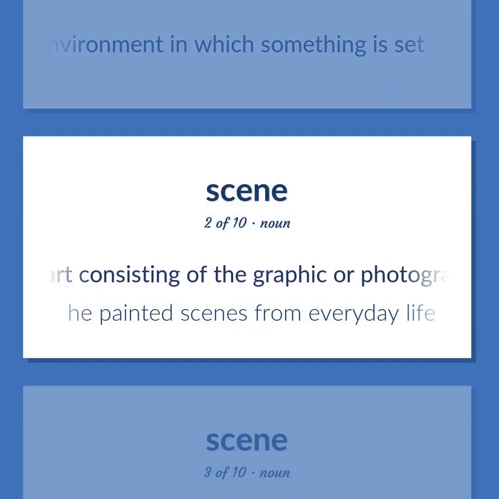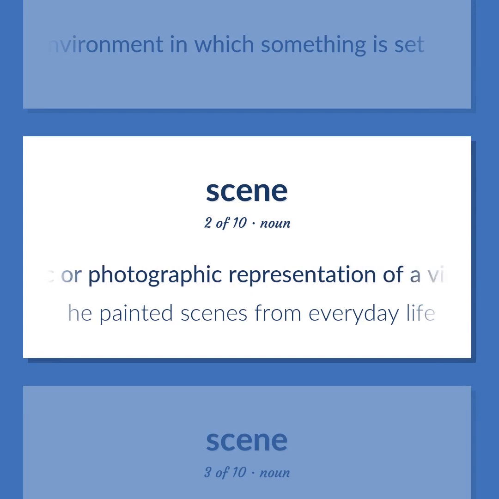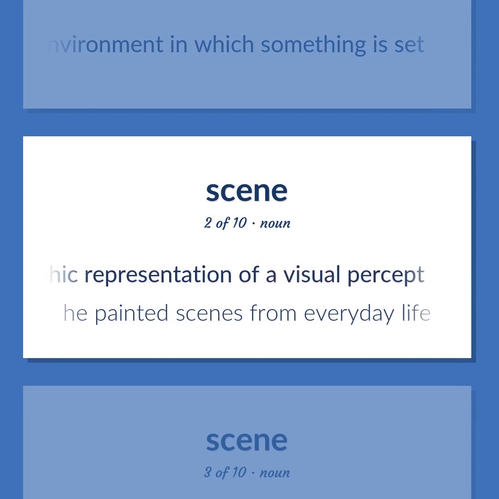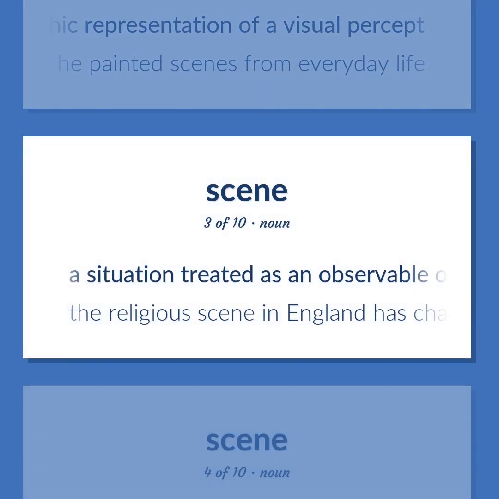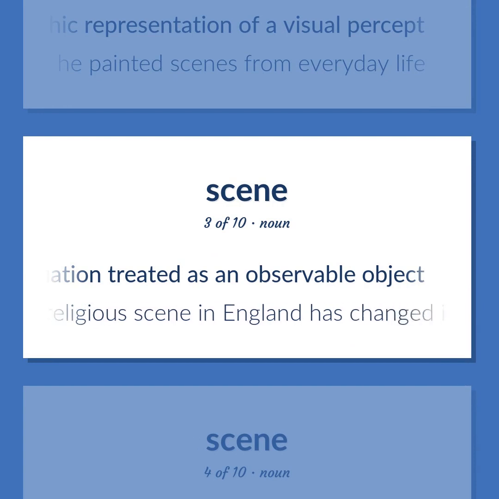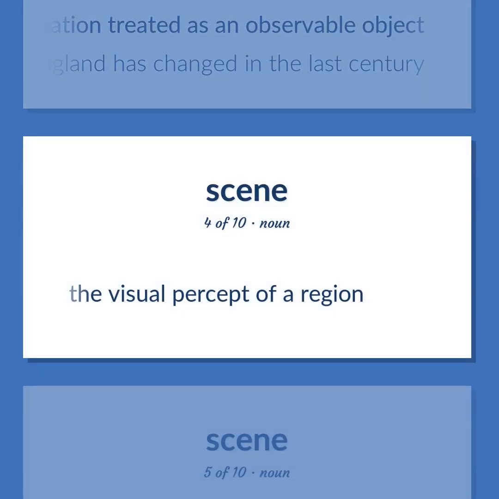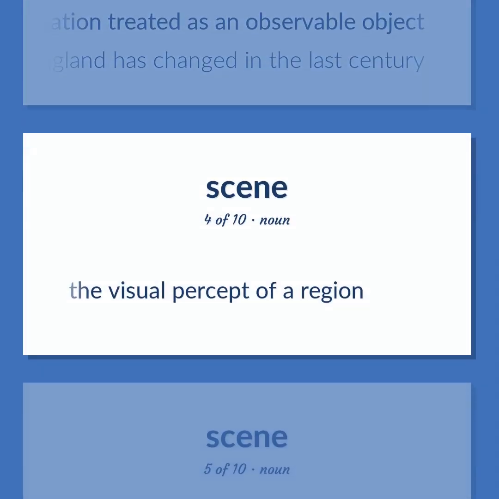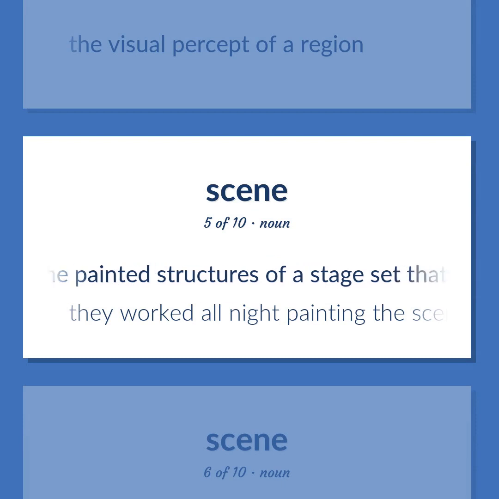Graphic art consisting of the graphic or photographic representation of a visual percept. He painted scenes from everyday life. A situation treated as an observable object. The religious scene in England has changed in the last century. The visual percept of a region. The painted structures of a stage set that are intended to suggest a particular locale. They worked all night painting the scenery.